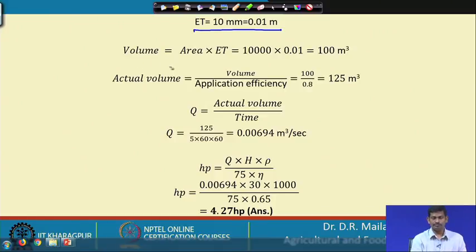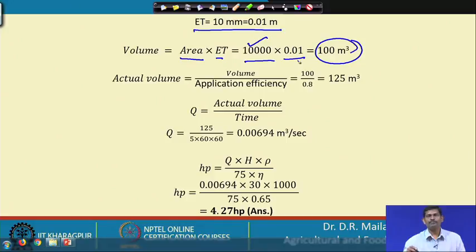So, the volume is equal to area into ET, so that will be around 100 meter cube. Okay, so the area is for what? 1 hectare. So, for 1 hectare, if constantly 10 mm is leaving the land, you need to replenish the same amount back. So, the volume is 100 meter cube.